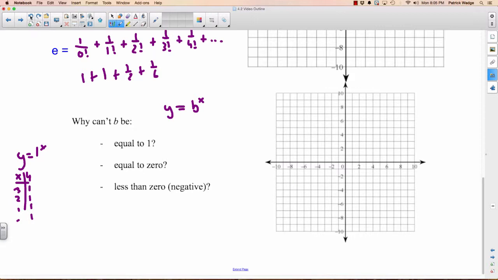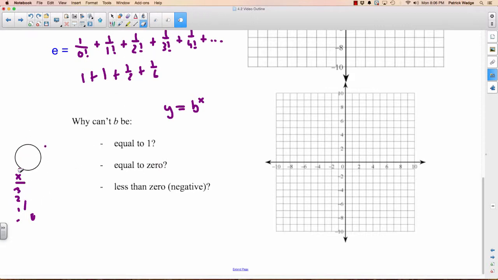Why can't it be equal to 0? Well, that would be y equals 0 to the x. What's 0 to the third power? 0. What's 0 to the second power? 0. What's 0 to the first power? 0, 0, 0. So you just have a horizontal line right on the x-axis. Again, that's not exponential. That doesn't work. And this last one's a little trickier. Why can't it be less than 0?